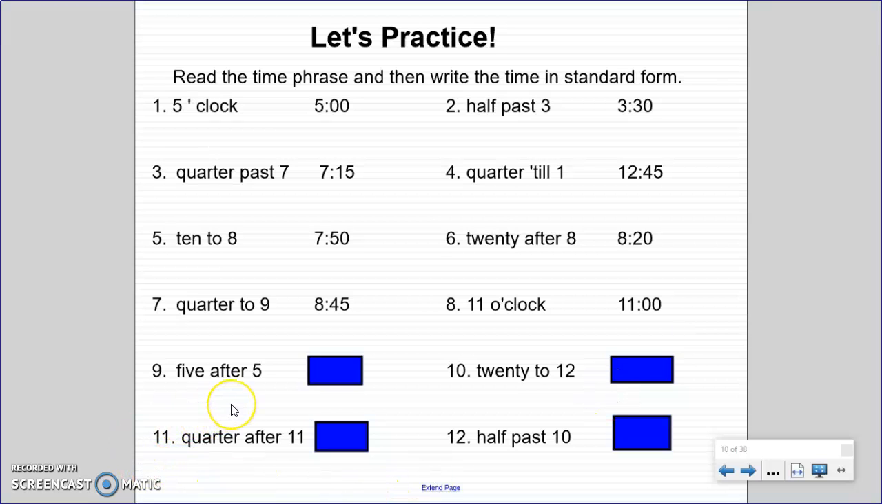Number 9, 5 after 5. What would that be in standard form? 5:05. 5 minutes after 5. Looking at number 10, 20 to 12. 20 minutes to 12. Remember, friends, when it's minutes to, we can take this number and subtract it from 60 to find out how many minutes past 12 it is. That time in standard form is 11:40.